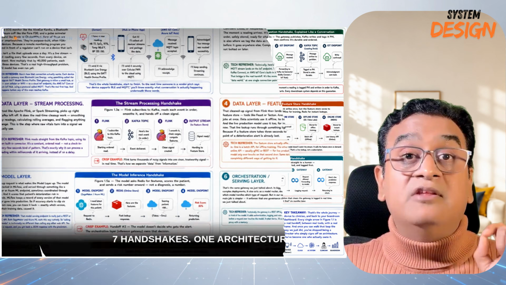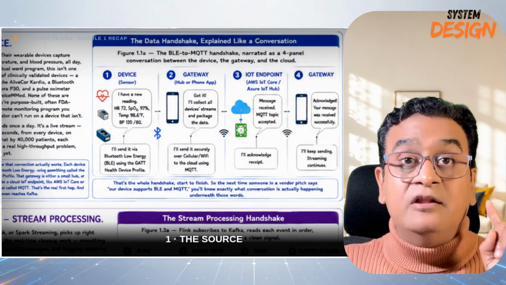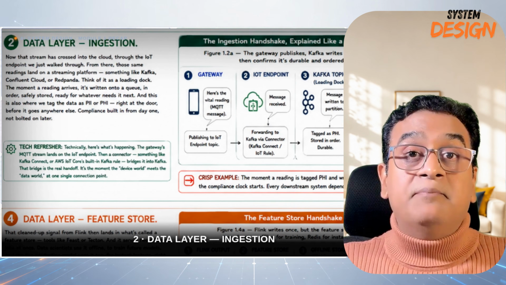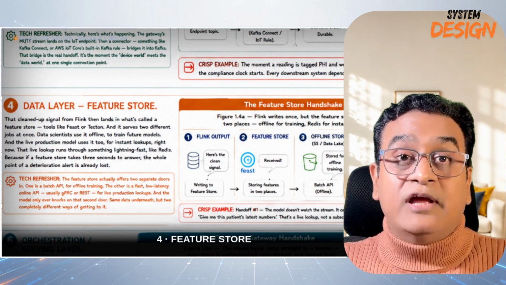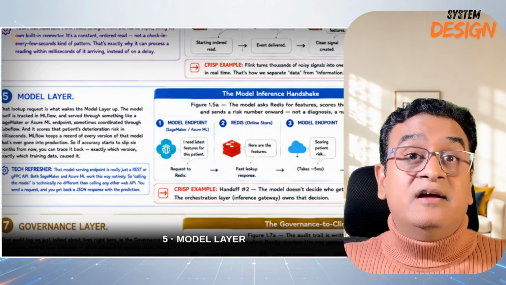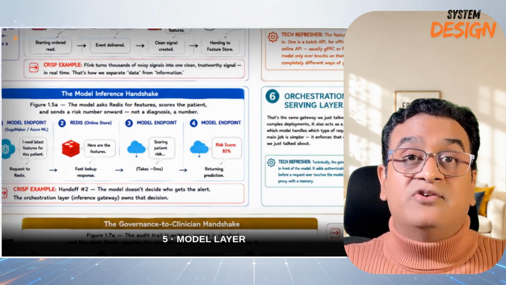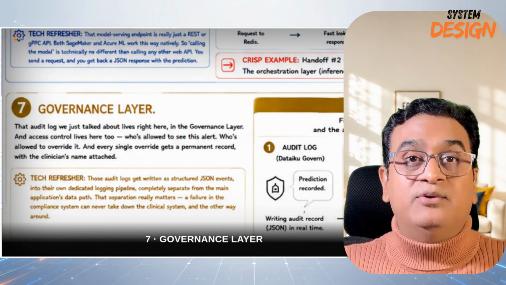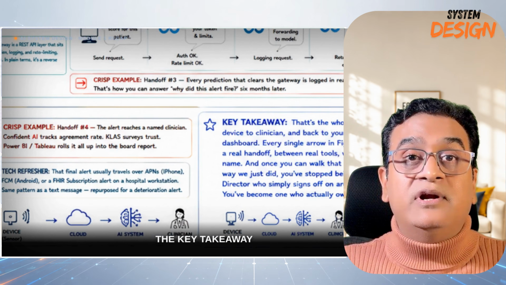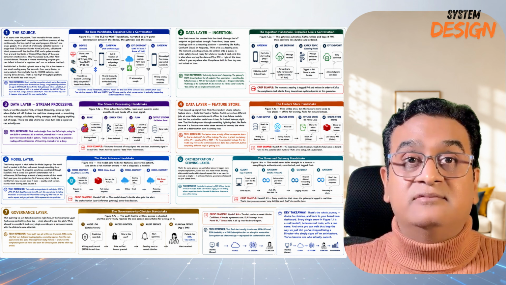We have named the five layers. Now let's walk through them the way an architect actually would. Not just what each layer is, but how one single piece of data moves through all five, step by step, tool by tool, until it turns into a decision a clinician can act on.